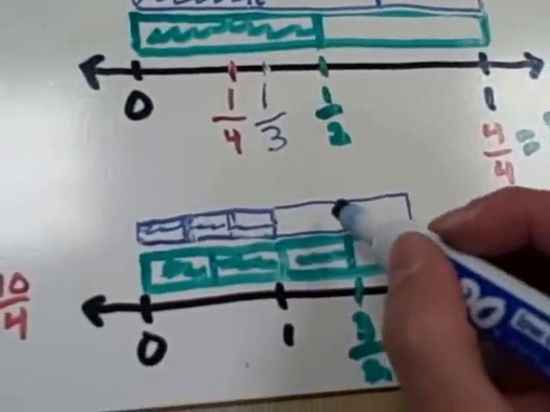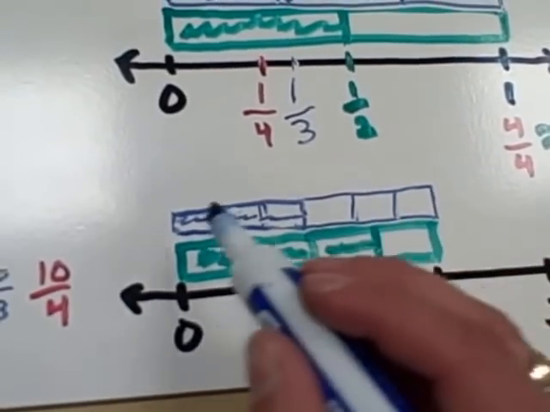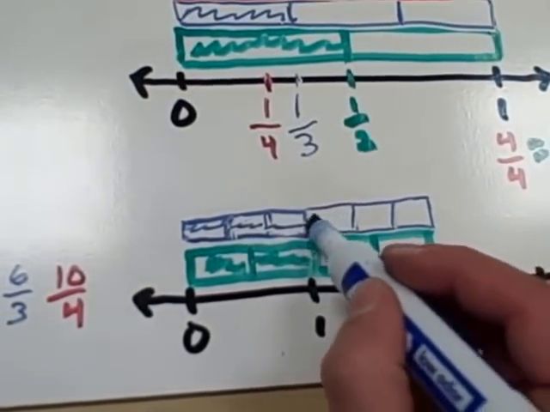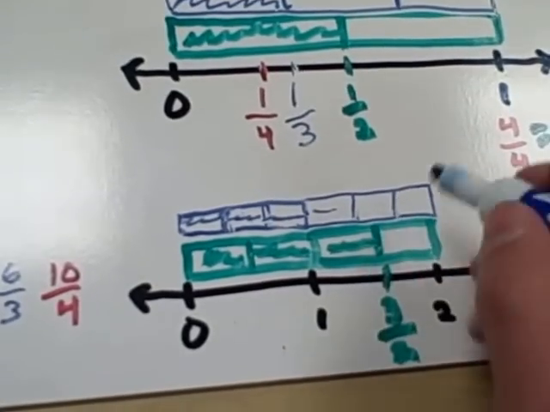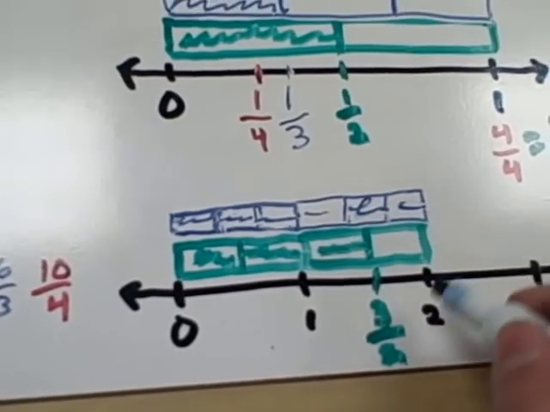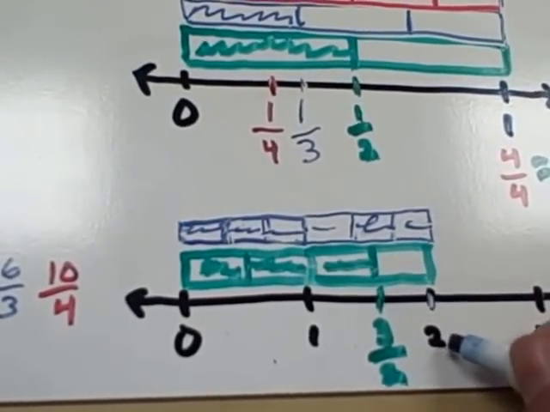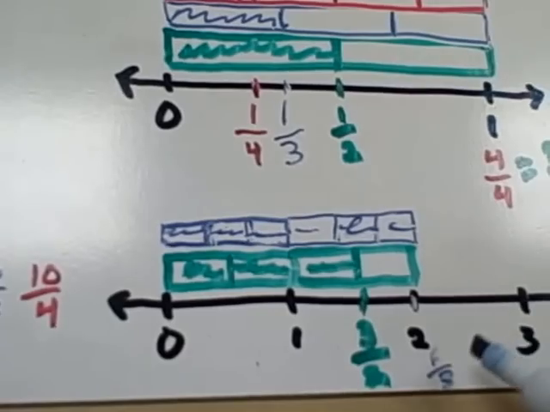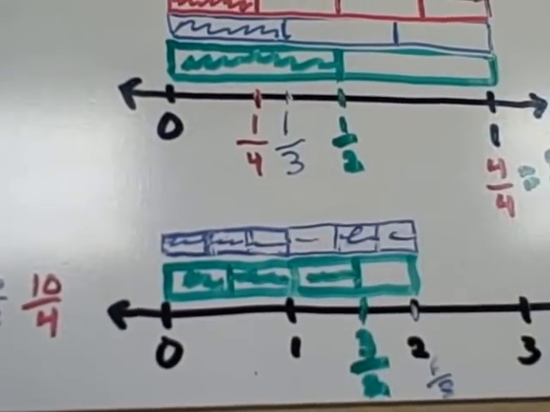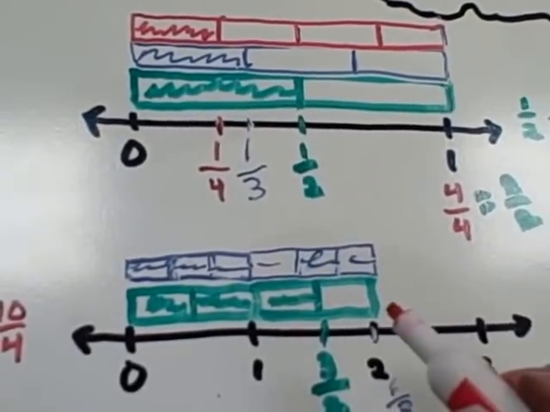Again, I have to divide it into thirds. And now let's see if I can get 6/3. 1/3, 2/3, 3/3, 4/3, 5/3, 6/3. 6/3 would bring me right to there. And it's actually the same thing as 2. 6/3 or 2 wholes. And finally, let's try for 10/4.